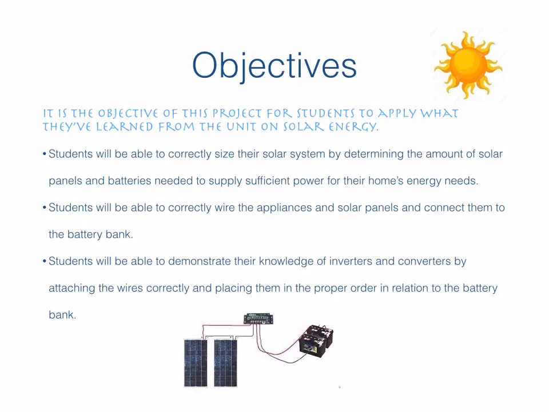The objective of this project is for students to apply what they learned from the unit on solar energy. In particular, we'll be looking at three things. One, students will be able to correctly size their solar system by determining the amount of solar panels and batteries needed to supply sufficient power for their home energy needs. Two, the students will be able to correctly wire the appliances and solar panels and connect them to the battery bank. And finally, students should be able to demonstrate their knowledge of inverters and converters by attaching the wires correctly and placing them in the proper order in relation to the battery bank.